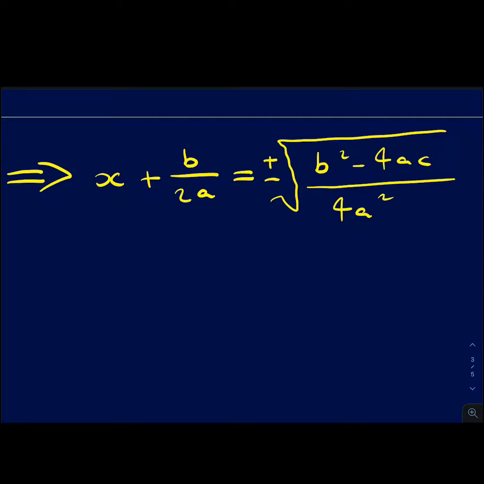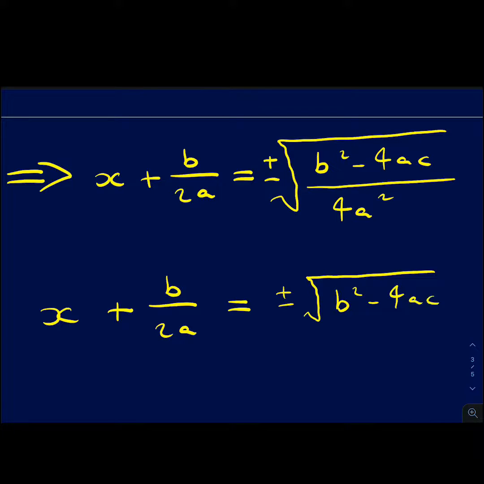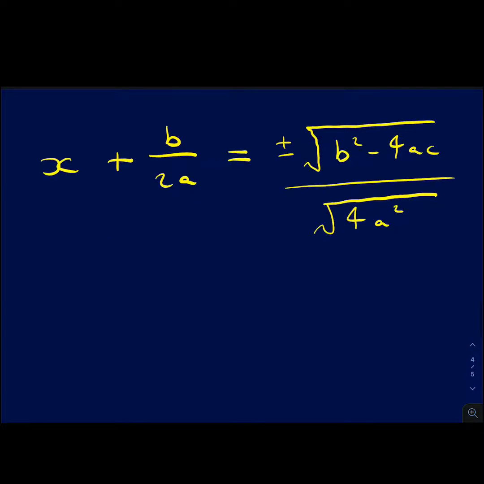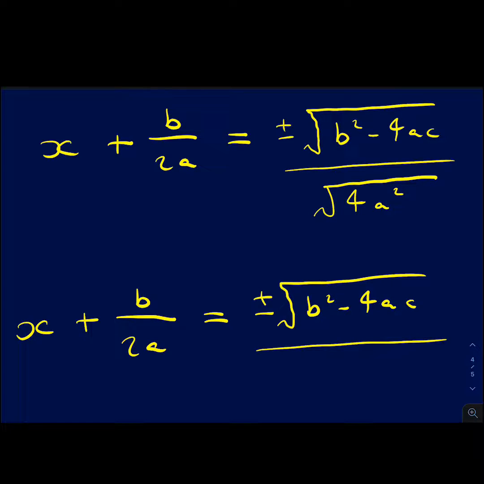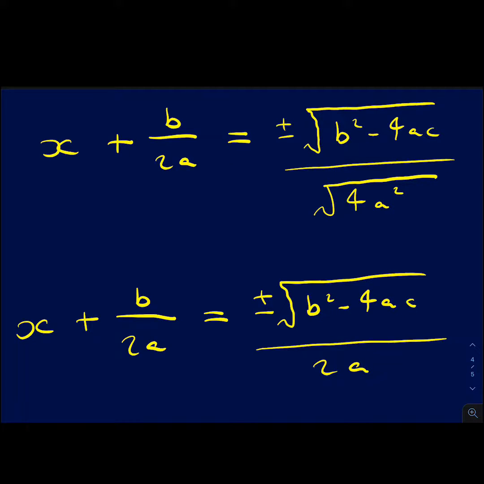So now I'm going to split this into two square roots. On the right hand side, the top of the fraction will have its own square root, and the bottom of the fraction will have its own square root. And by doing this, it should look even more like the quadratic formula. So we've got the discriminant now on the right hand side set up, all over the square root of 4a squared. So x plus b over 2a again equals plus or minus the square root of b squared minus 4ac. So we just take the square root of the denominator. The square root of 4 is 2, the square root of a squared is a, so we get over 2a.